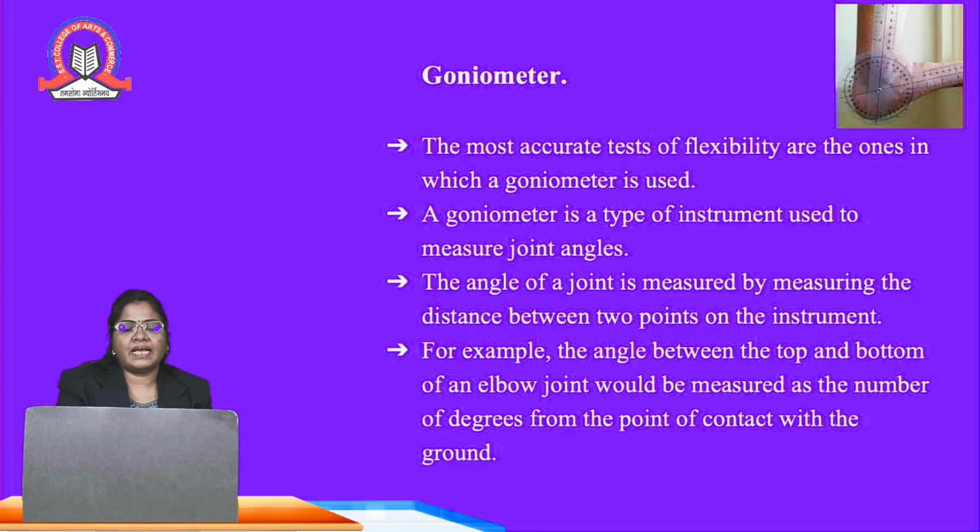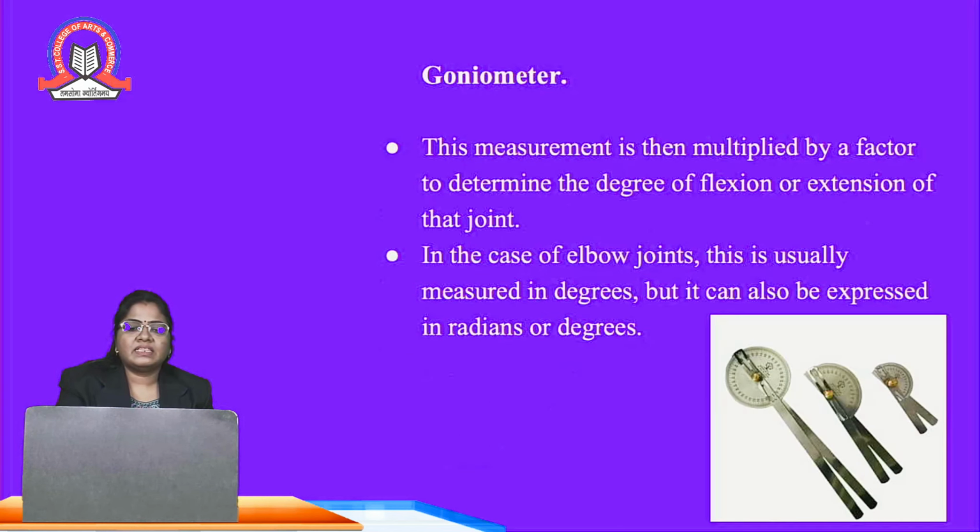For example, the angle between the top and bottom of an elbow joint, as shown in the figure, would be measured as the number of degrees from the point of contact with the ground. Like this, the measurement can be found. This measurement is then multiplied by a factor to determine the degree of flexion or extension of the joint. So how much flexion or extension of the joint happened may be measured with the help of a goniometer.